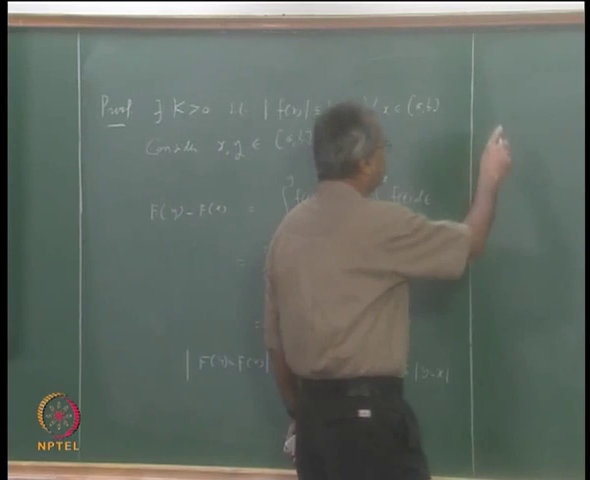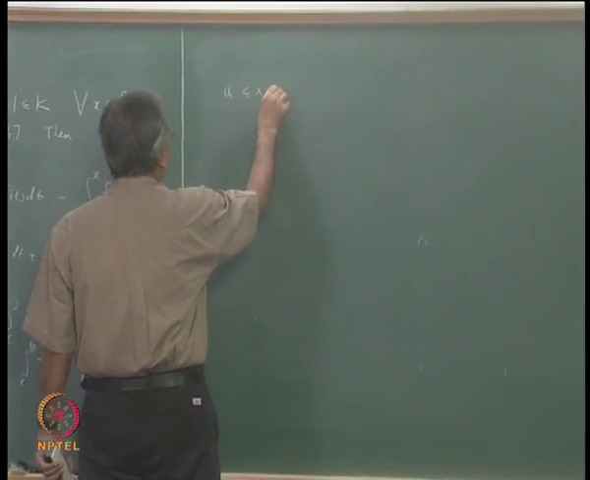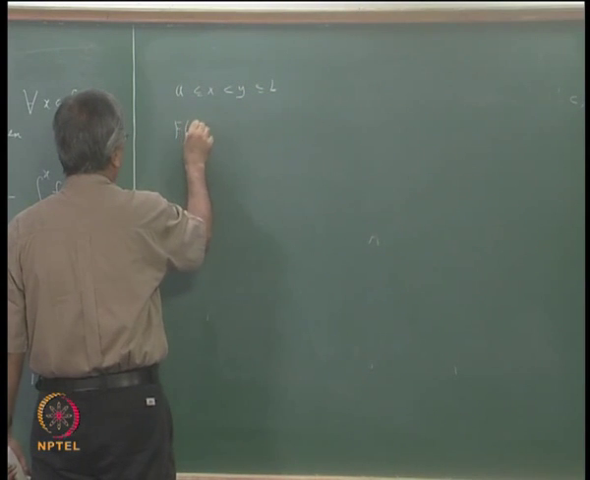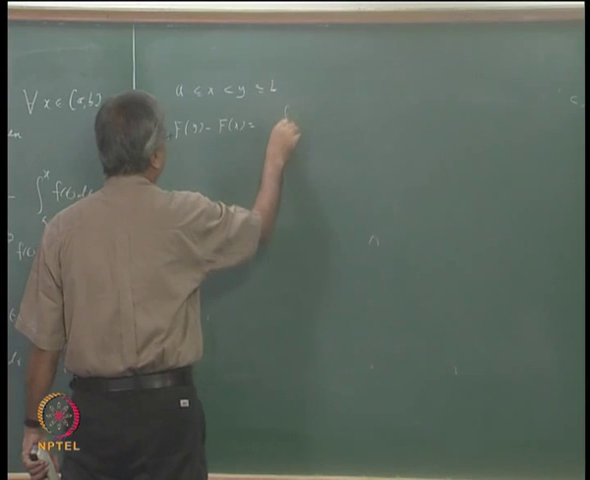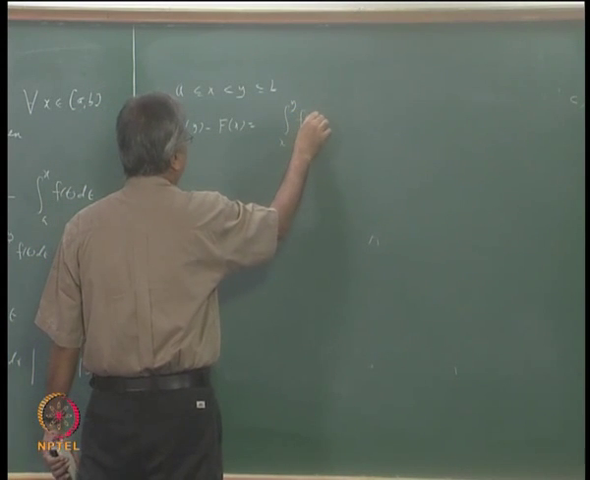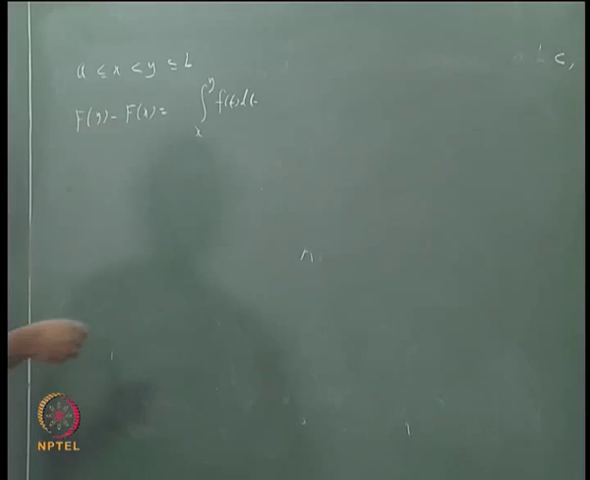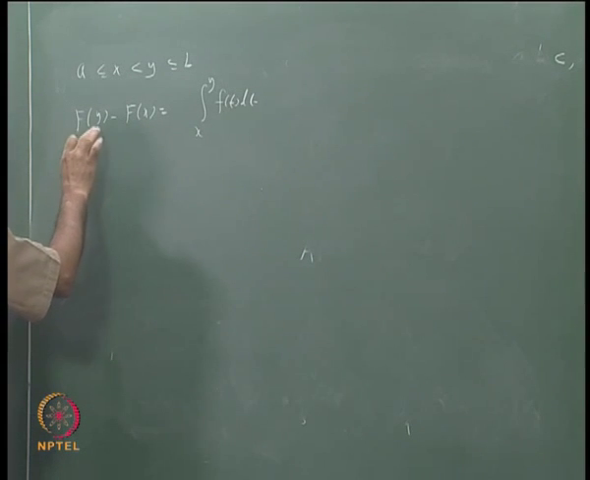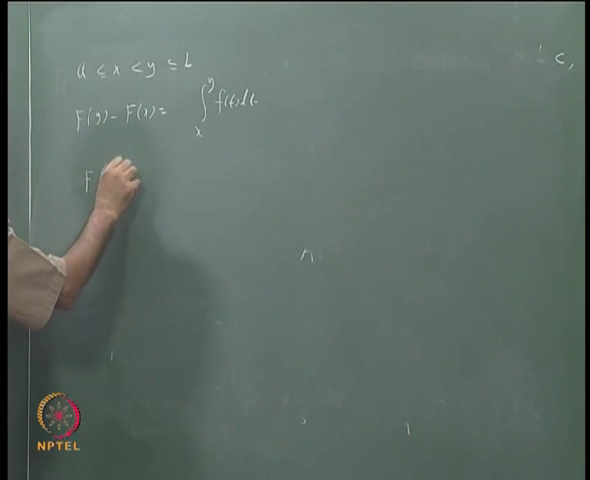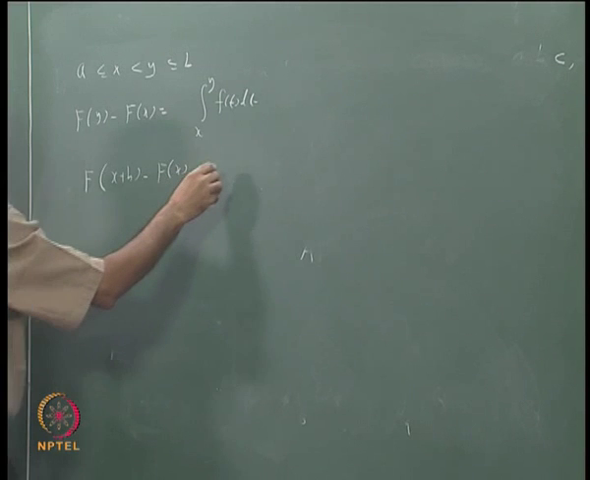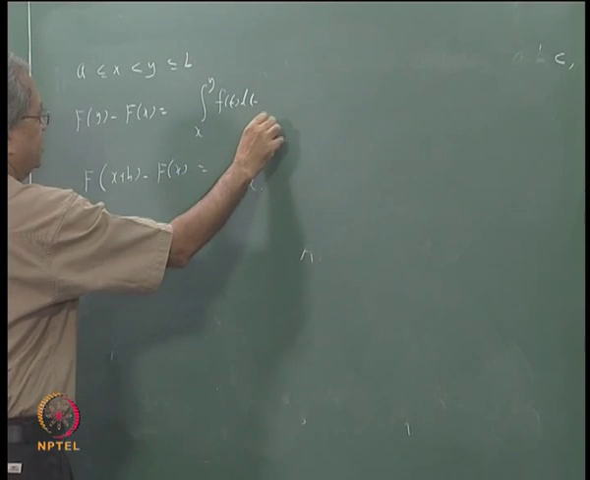Let us take the case when x is less than y, that is, a less than or equal to x, less than y, less than or equal to b. In this case, F(y) minus F(x) is the integral from x to y of f(t) dt. See, in order to look at the derivative, we look at F(x plus h) minus F(x). So suppose I take y as x plus h, then F(x plus h) minus F(x) is the same as the integral from x to x plus h of f(t) dt.